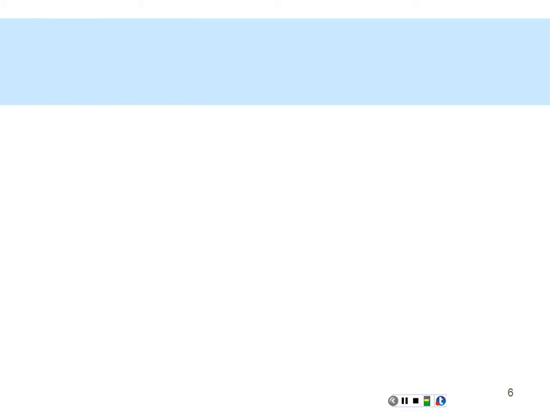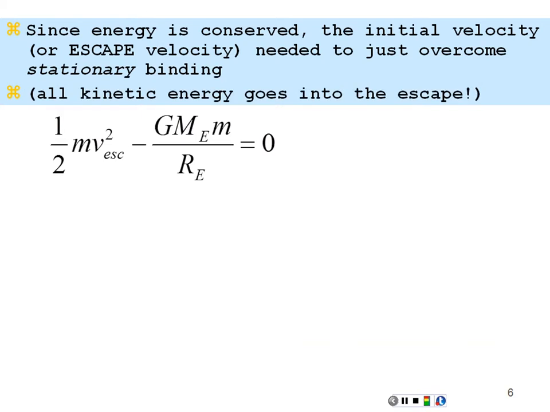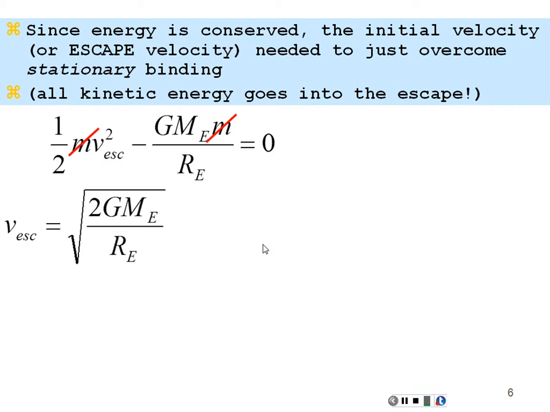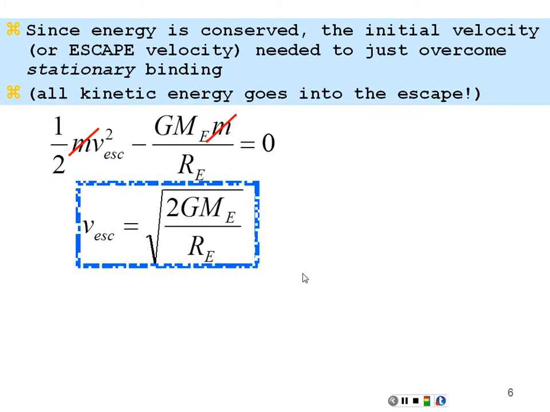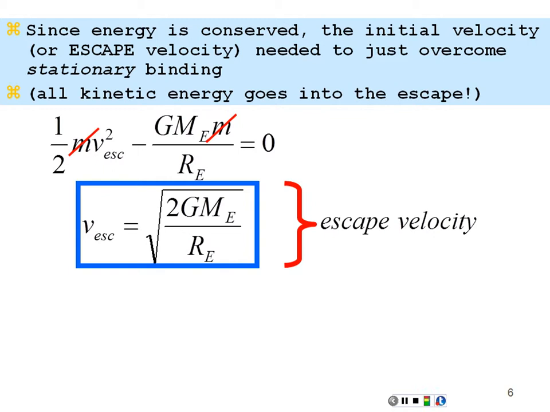Well, it must be true then that our initial energy should equal our final energy. Our initial energy, 1/2 mass times our escape velocity from the Earth squared, plus our initial binding energy should equal our final energy, which is 0. We want to solve this for our escape velocity. Get rid of a little m on both sides. Solve this for the escape velocity, and we get our escape velocity is the square root of 2 times gravitational constant G, mass of the Earth over the radius of the Earth, square root. And that is indeed our escape velocity from the Earth.